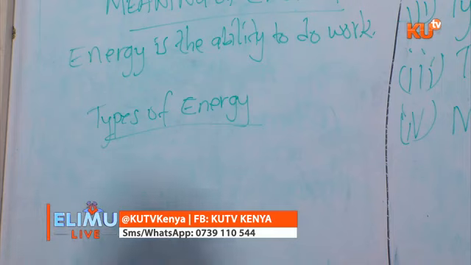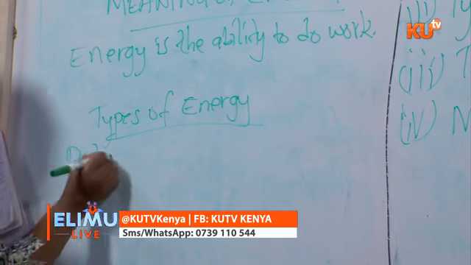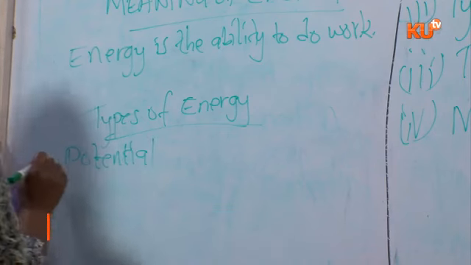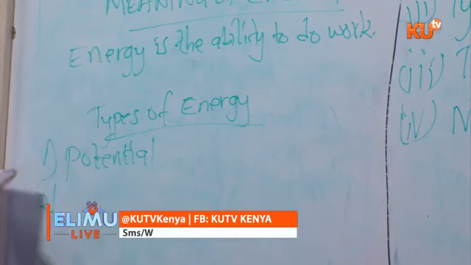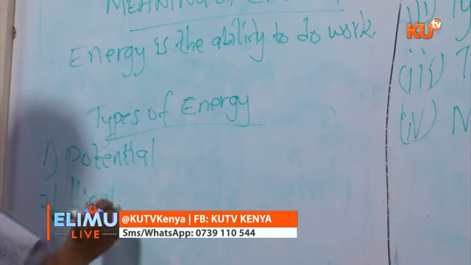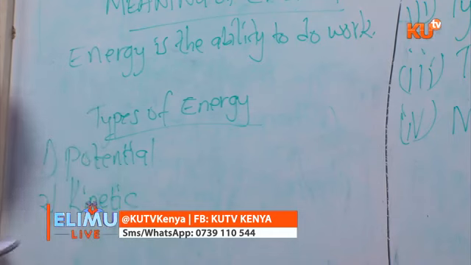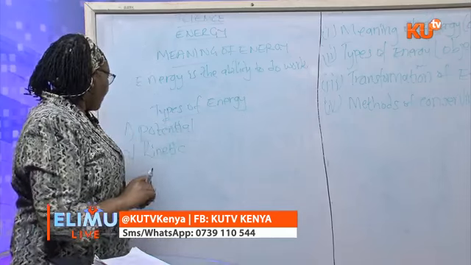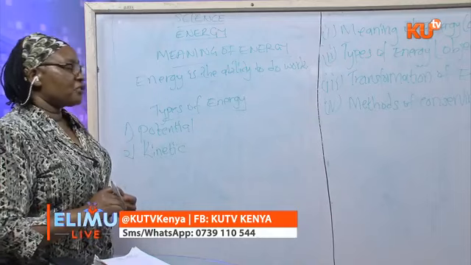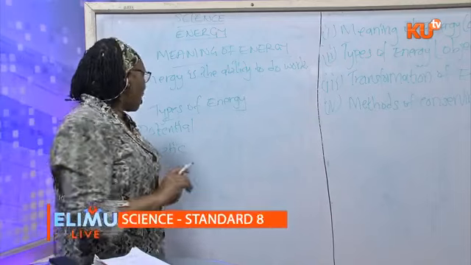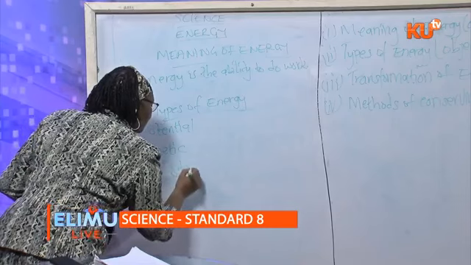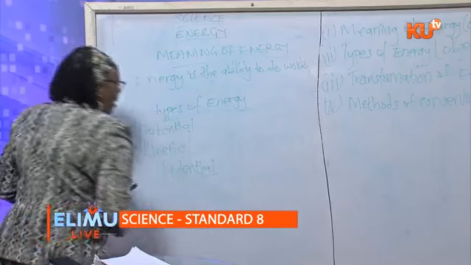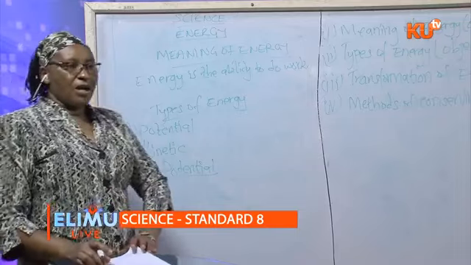Now, the energy that we use can be grouped into two. One is potential energy, and the second one is kinetic energy. So, the two types of energy depend on their positions. For example, potential energy is energy due to rest.